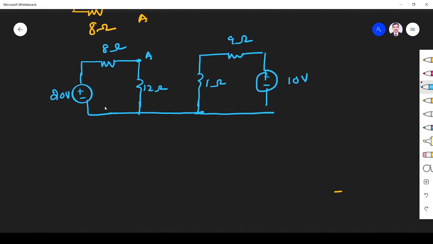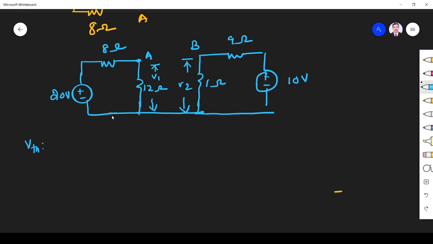First, whenever you want to find the voltage across AB, that means determine Thevenin's equivalent. First, we have to find V Thevenin. V Thevenin is nothing but the open circuit voltage, right? Let us draw the open circuit voltage. Let us assume the voltage across A and ground is V1. The voltage across B and ground is V2.